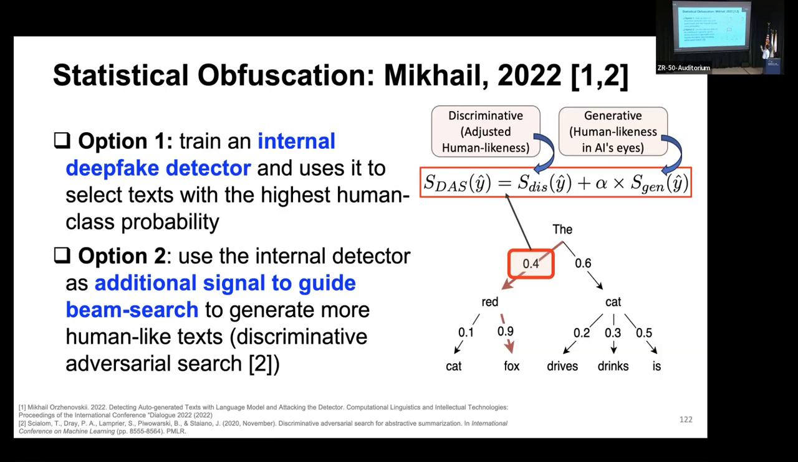And then because we have the score, it's going to go through the beam search. So when we choose the next token, we can adjust this score a little bit to make sure that this score is not too extreme. Because if the score is too extreme, it's more likely that the text is going to be very similar to other machine-generated text.